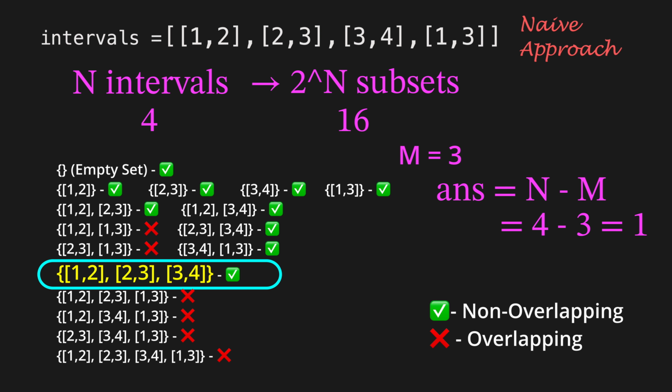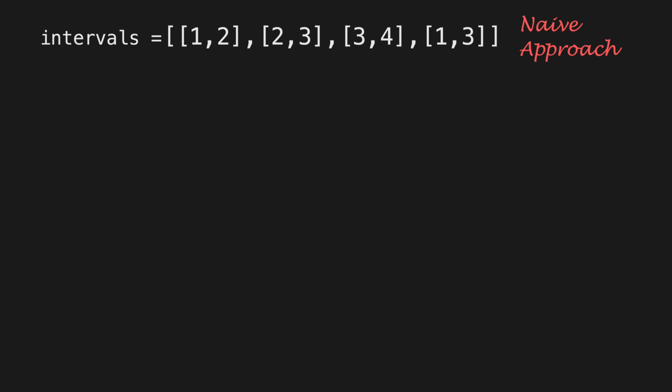This approach works but is highly inefficient, with an exponential complexity of O of 2 to the power of n times n log n, as it takes O of 2 to the power of n to generate all possible subsets and then O of n log n to sort each subset to check if it is non-overlapping. So how do we move past this brute force method?